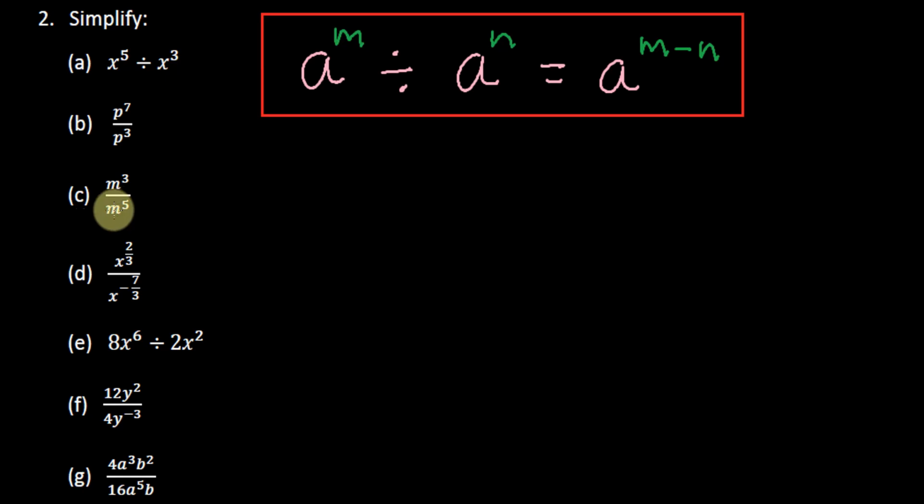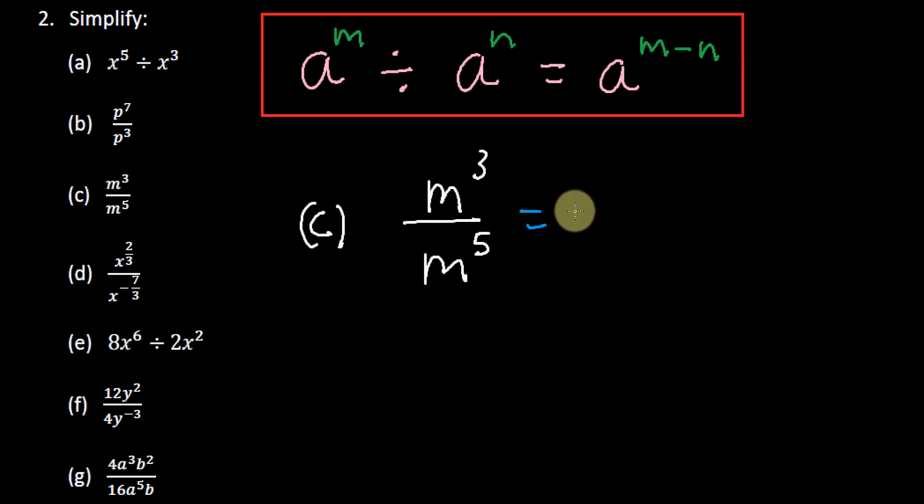divided by m to the power 5. Once again, since we are dividing and the bases are the same, we can subtract the powers. So 3 minus 5 is negative 2. Now, we always try and write the power as positive. So we can write m to the negative 2 as 1 over m squared.